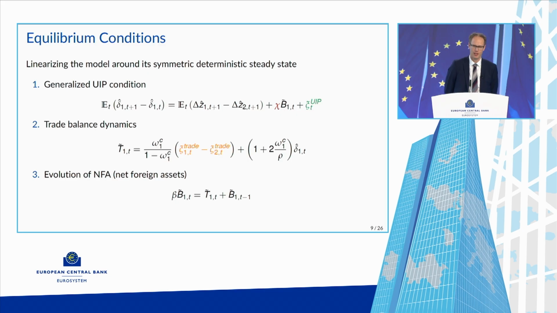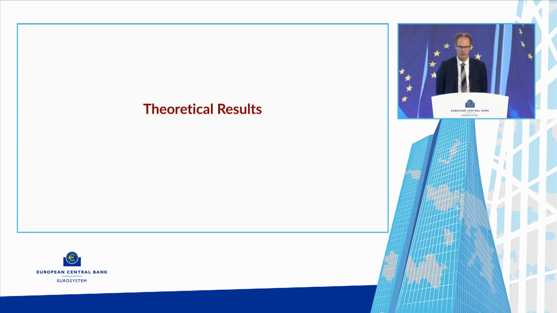And then you have these 2 protagonists in here: the endogenous UIP deviations, so it's the chi interacting with the NFA position, the B, sorry. And you have the UIP shock itself in there. Then we have the trade balance, which depends on the shift in these relative tastes. These are the shifters for these omega weights, and how they also depend on the terms of trade. And then the last one is just the evolution of the NFA position.